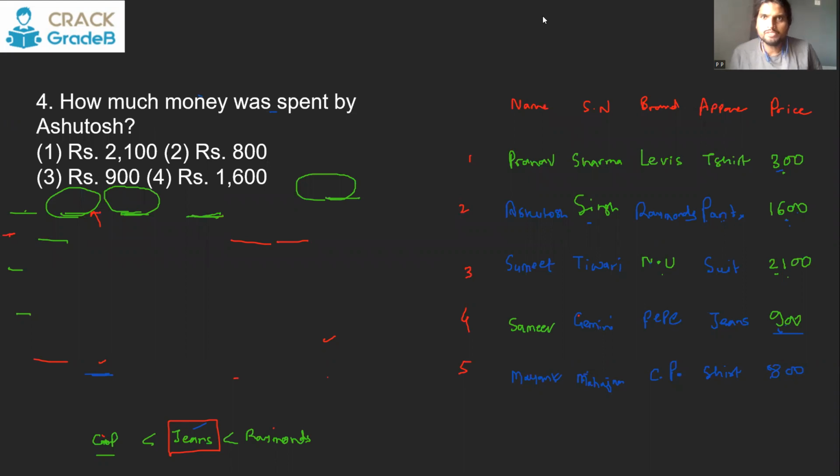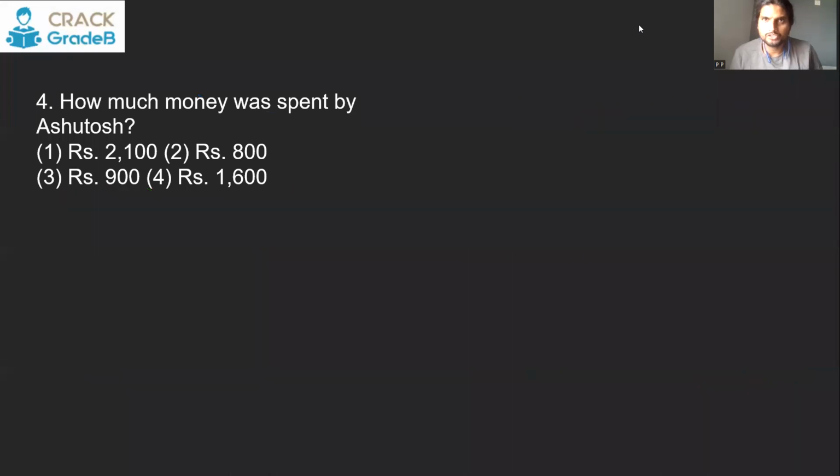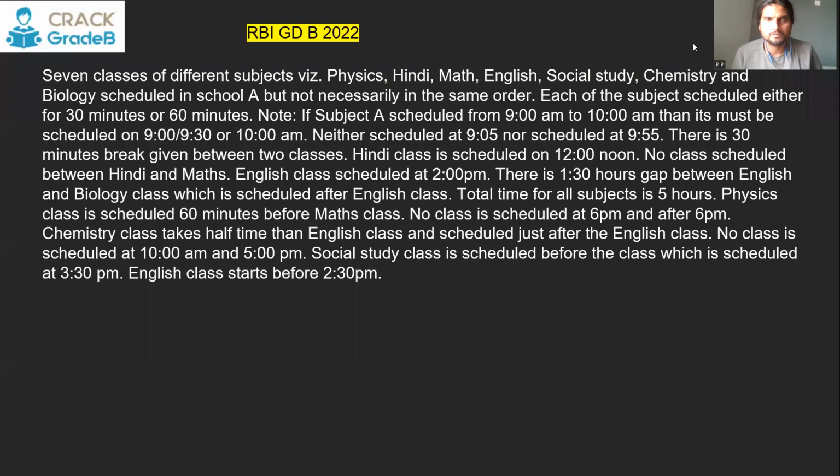Okay, now we'll see some sets from previous year questions. Those are also important for us. So let's see some previous year questions. Now this is the set. It is about 7 classes being scheduled. The names of the subjects are given. Each of the subjects is scheduled either for 30 minutes or for 60 minutes.